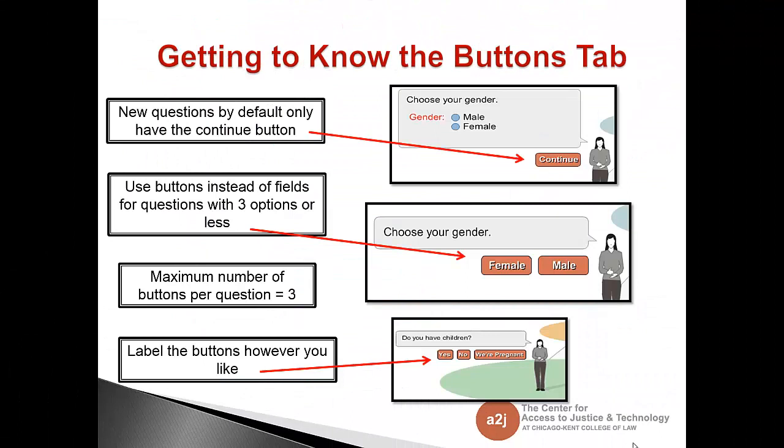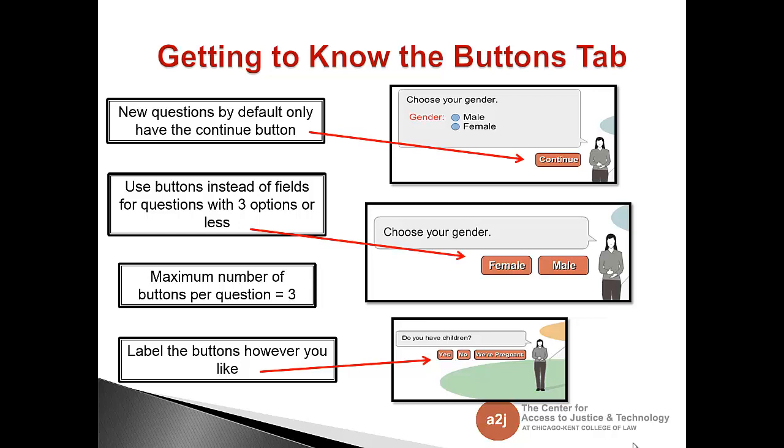By default, there is only one button in an A2J author question. That is the continue button. You can add up to two more buttons for a total of three buttons maximum per question. If you need to give your end user more than three options, you're going to want to use the fields tab instead of the buttons tab.